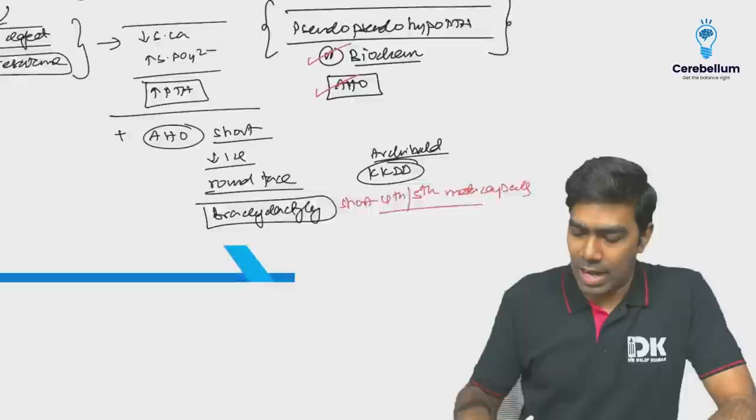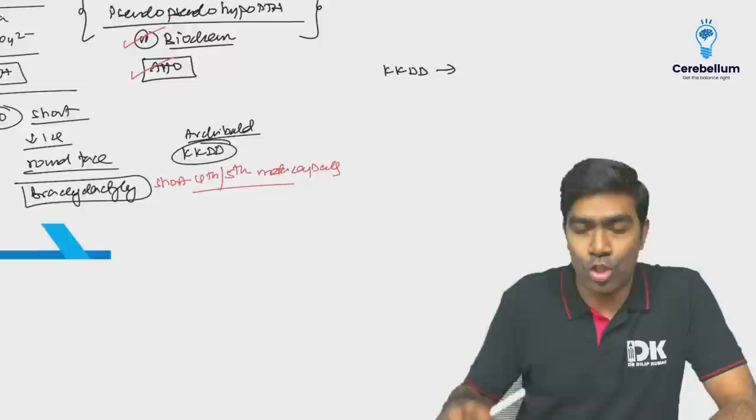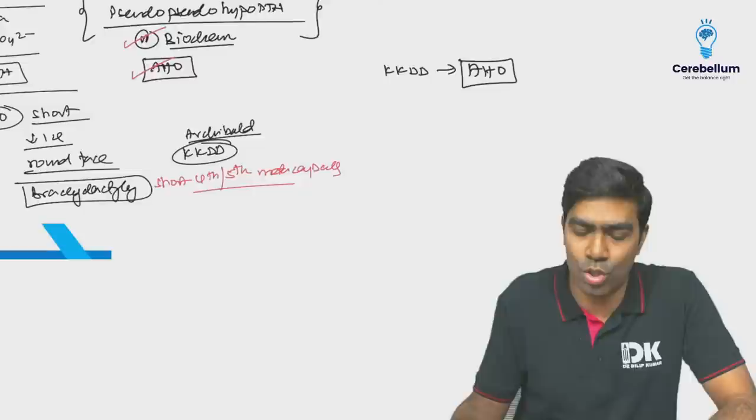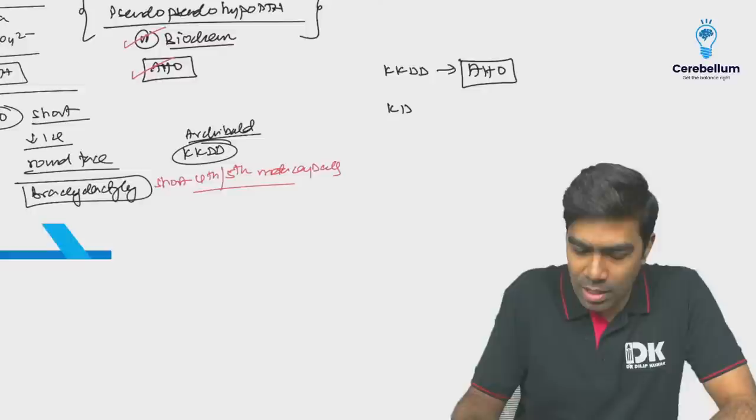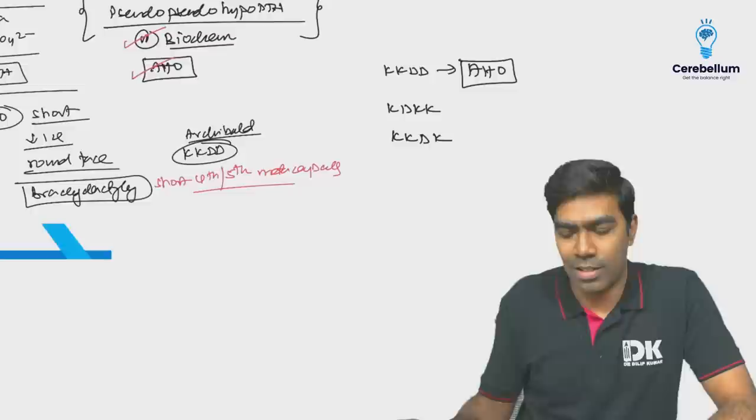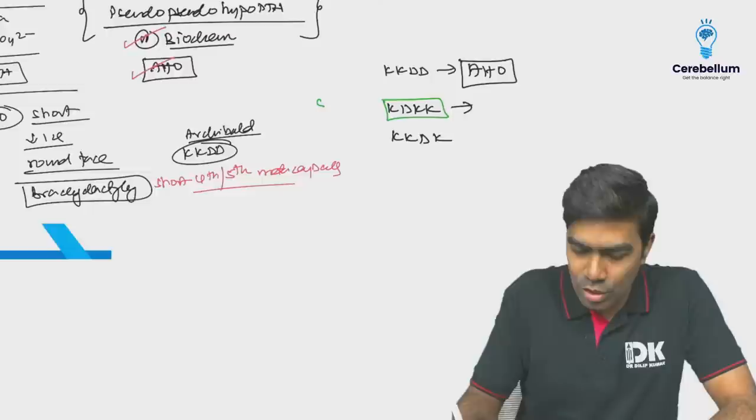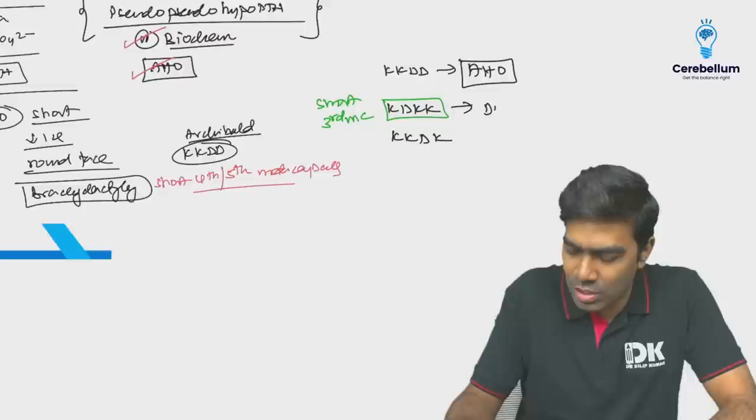Another interesting thing: I told you about the knuckle, knuckle, dimple, dimple sign. That is due to short 4th and 5th metacarpals seen in Albright's hereditary osteodystrophy, typically in pseudohypoparathyroidism and pseudo-pseudohypoparathyroidism. So where are you going to see the knuckle, dimple, knuckle, knuckle sign? That means the problem is a short 3rd metacarpal, classically seen in patients with Down syndrome.